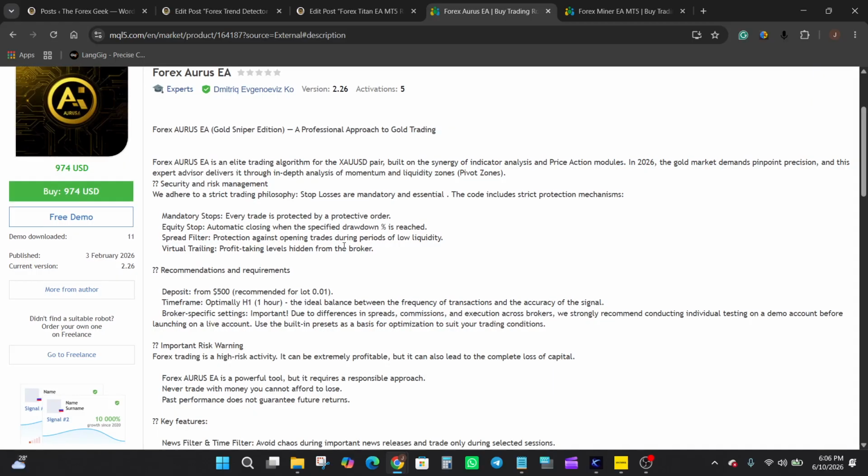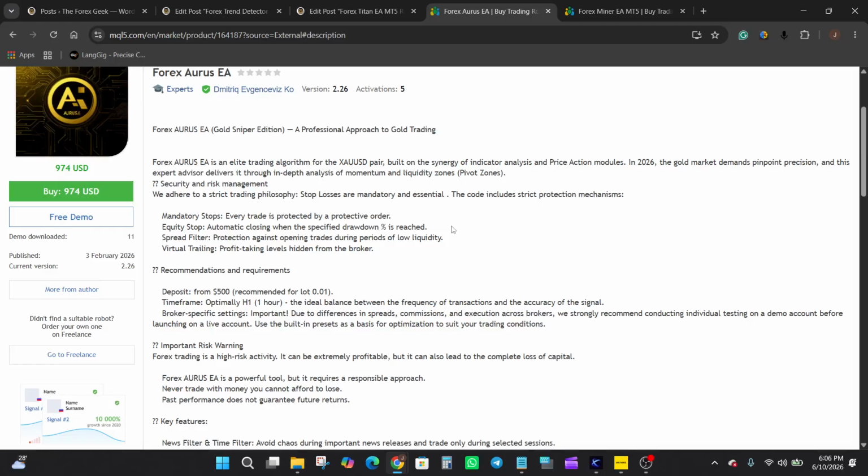From the overview, this EA is specifically built for XAU USD, which is gold trading. The description positions it as a precision focused algorithm that combines indicator analysis with price action modules, especially targeting momentum and liquidity zones, which they refer to as pivot zones.